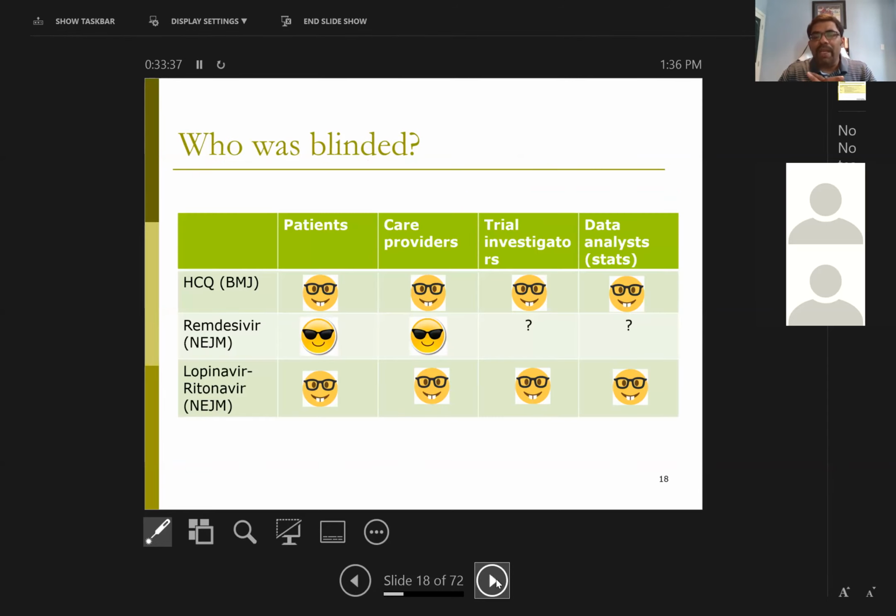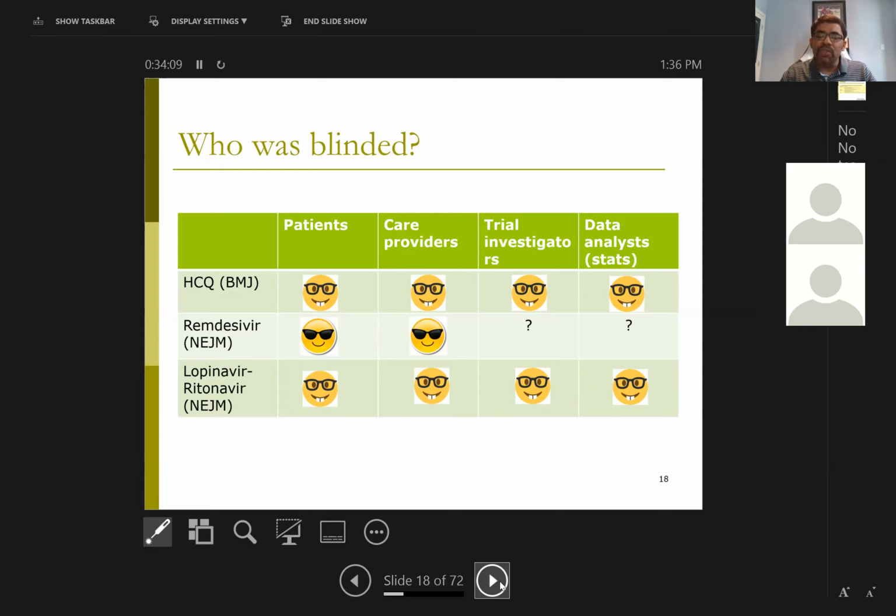So I just put together this cartoon by looking at the hydroxychloroquine trial, the remdesivir trial, the lopinavir, ritonavir trial, to see who was blinded, right? In the hydroxychloroquine trial, nobody was really blinded. On the other hand, in the remdesivir trial, patients were blinded and the care providers were blinded. Lopinavir, ritonavir trial, none of the groups were blinded, right? So blinding is an important issue.